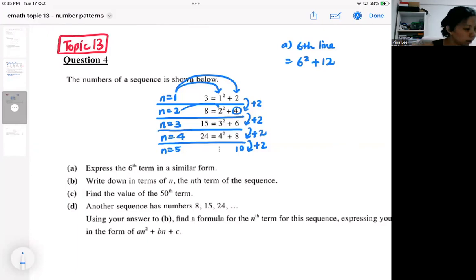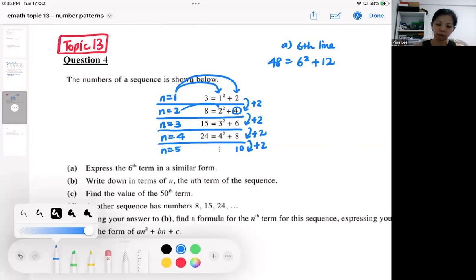So from here, you will be able to get the answer to be 48. So that will be your answer for the 6th line. So from here, then you are expected to find the general term. Usually they will get you to think a little bit first, like part A, you don't need the formula, you just need to observe the pattern.